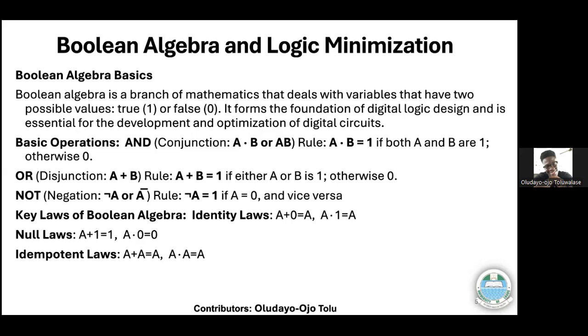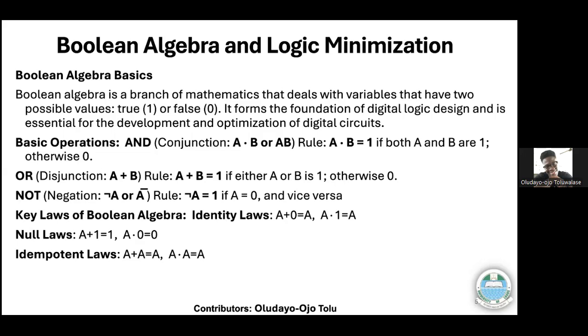Boolean algebra is built on 3 primary operations, which are the AND, OR, and the NOT. The AND is a logical conjunction where the output is true if all inputs are true. OR is a logical disjunction where the output is true if any input is true. While the NOT is a negation operation that inverts the input value.